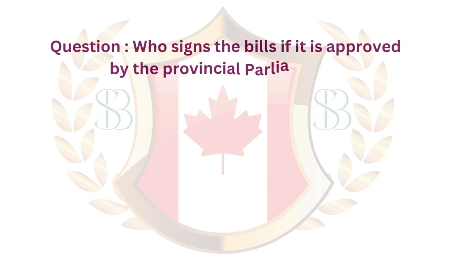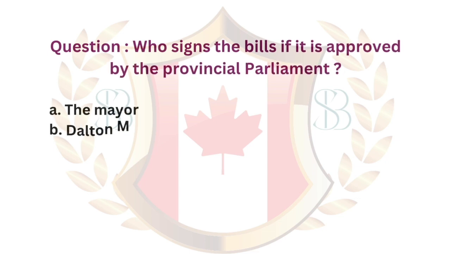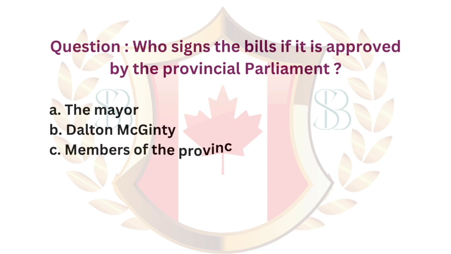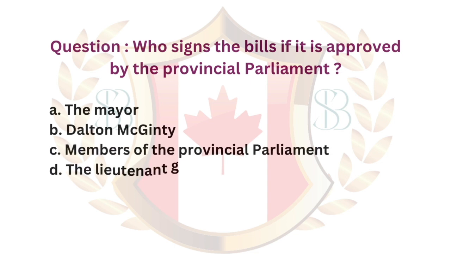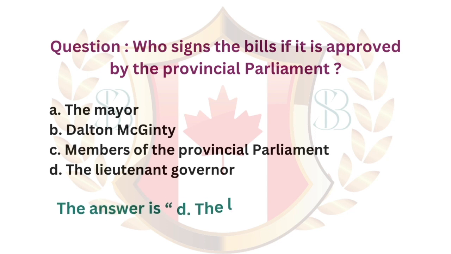Question: who signs the bills if it is approved by the provincial parliament? A. The Mayor. B. Dalton McGuinty. C. Members of the provincial parliament. D. The Lieutenant Governor. The answer is D. The Lieutenant Governor.